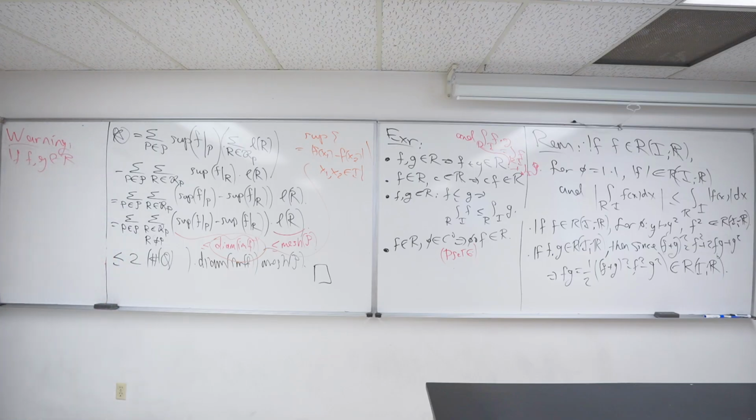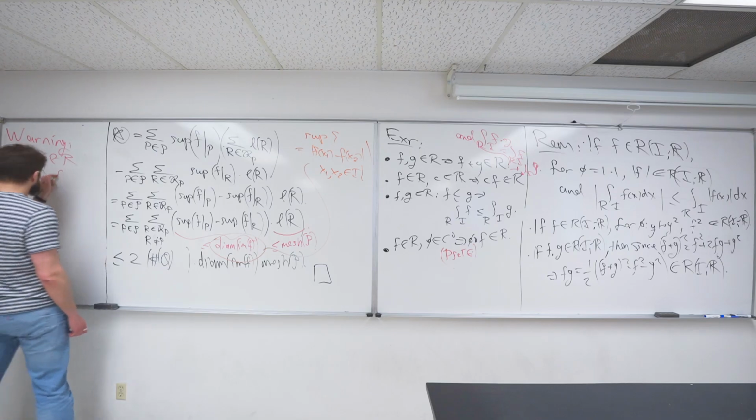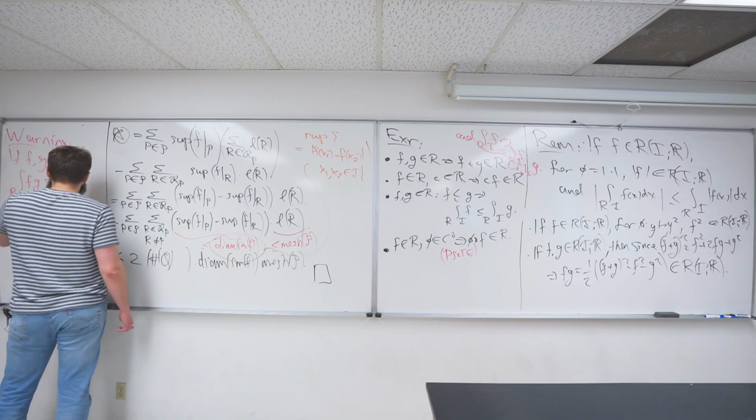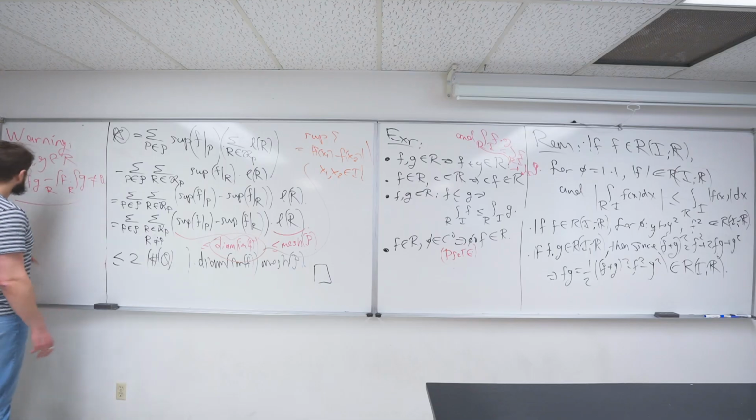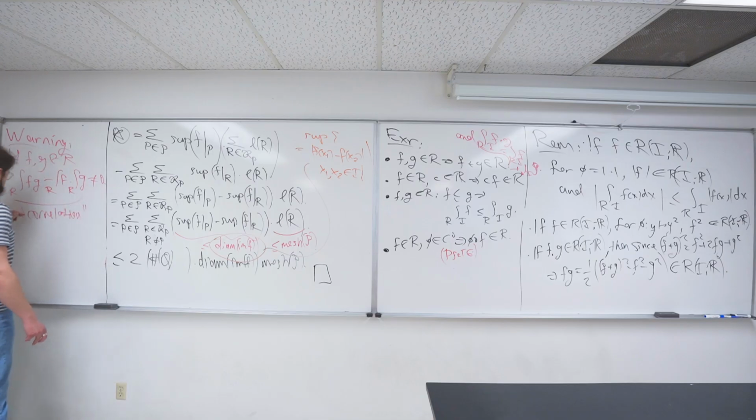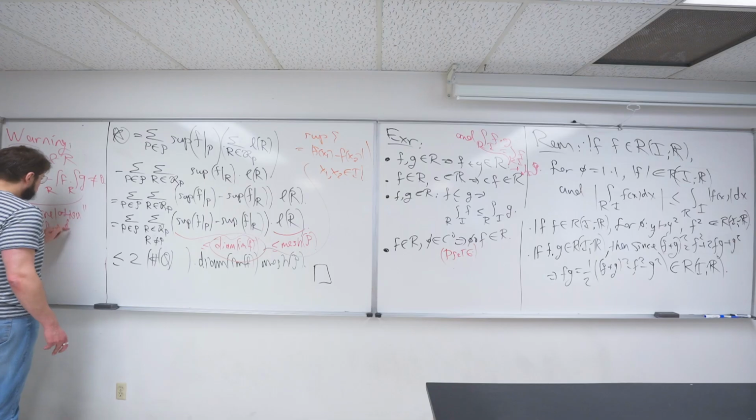If f and g are Riemann integrable, the Riemann integral of the product minus the product of the Riemann integrals need not be 0 in general. That is to say, integration does not distribute over multiplication. This is such an important thing that in probability and statistics, you would see this as correlation or variance or whatever. I think this is correlation. Correlation of f and g.